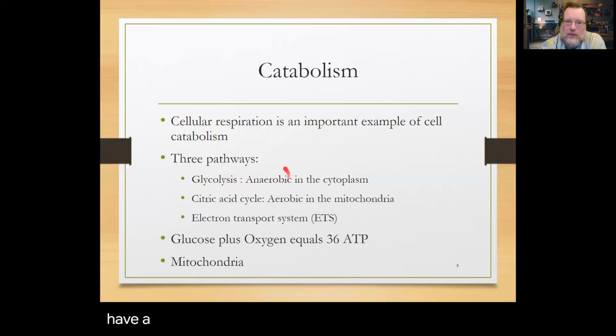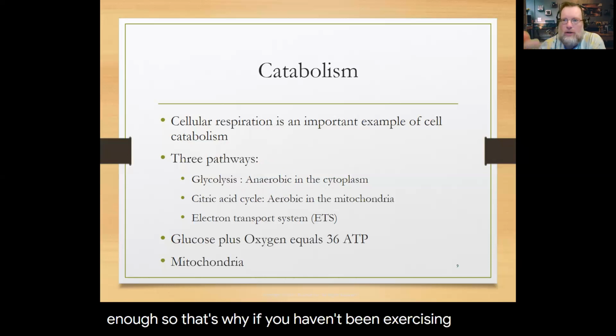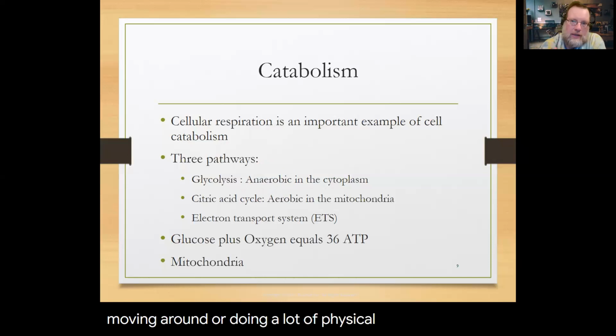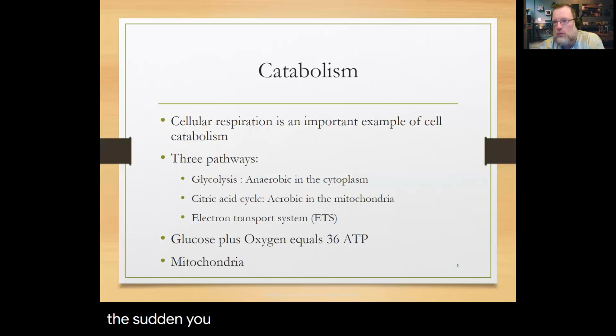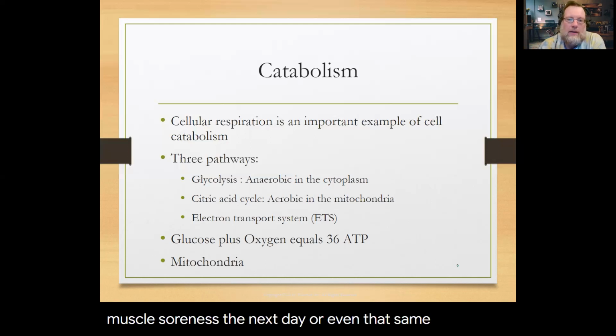An oxygen debt happens during working out or doing activities that maybe you're not used to doing, so you haven't built up your oxygen bank enough. That's why if you haven't been exercising or moving around or doing a lot of physical activity, and then all of a sudden you do, you tire out fairly quickly. You may have muscle soreness the next day or even that same day.